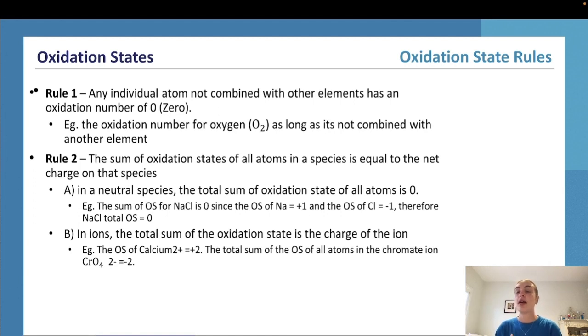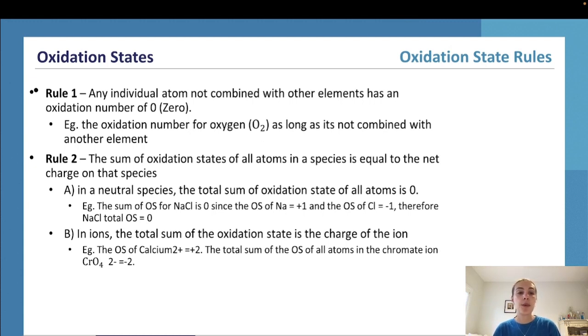Similarly, if you just had magnesium, Mg, it would also have an oxidation number of 0 because it's not combined with any other element. You could also have something like ozone, which is O3, and as long as that's not combined with any other elements, it's just O3 because it's purely made of oxygen. O3 would then be considered to have an oxidation number of 0.